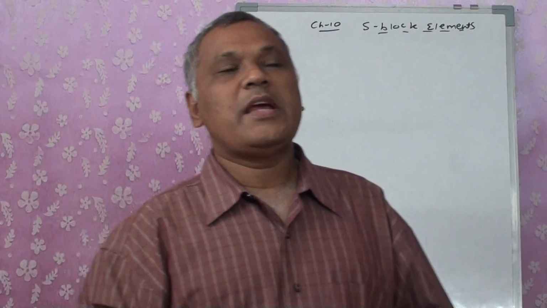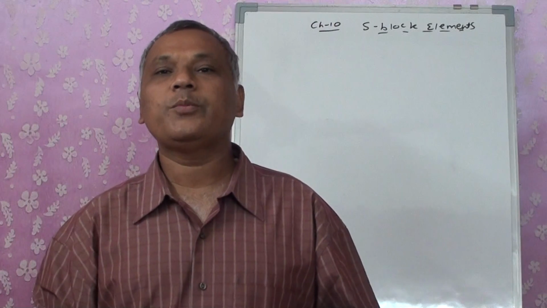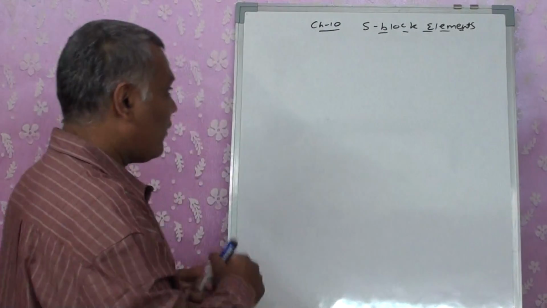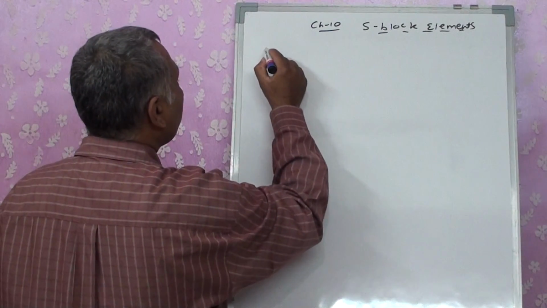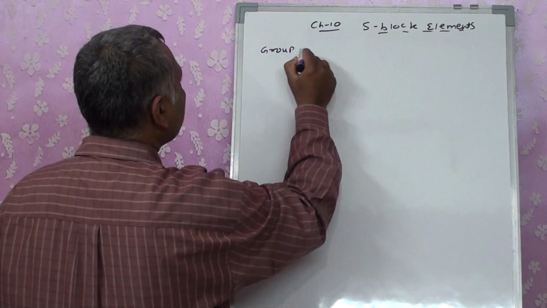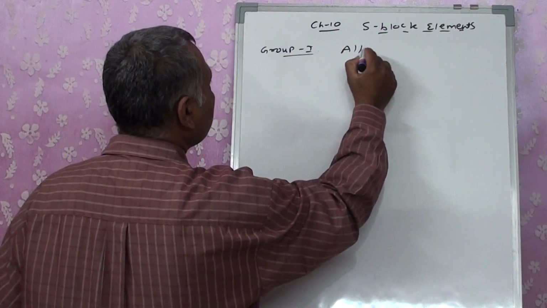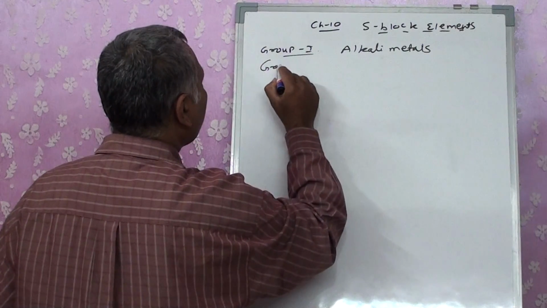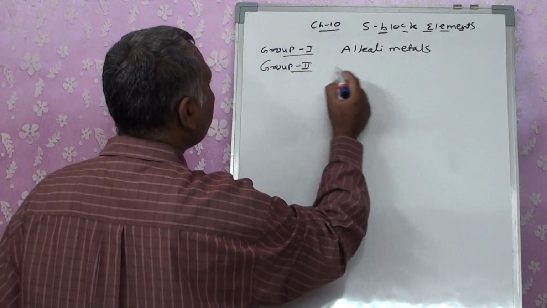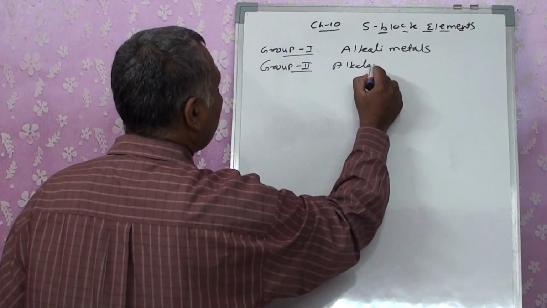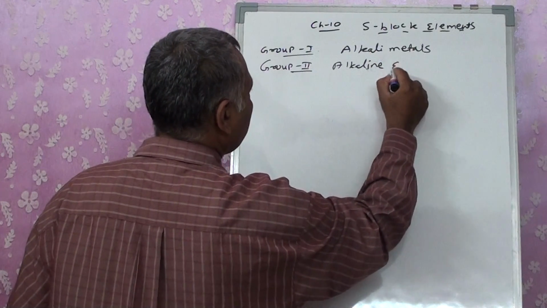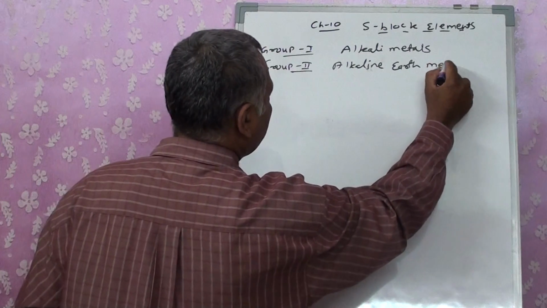The s-block elements have specifically only 2 groups. The reason is that the s orbital can hold a maximum of 2 electrons, so there are only 2 groups. In the periodic table, the s-block has group 1, which is termed alkali metals, and the second, group 2, which is termed alkaline earth metals.